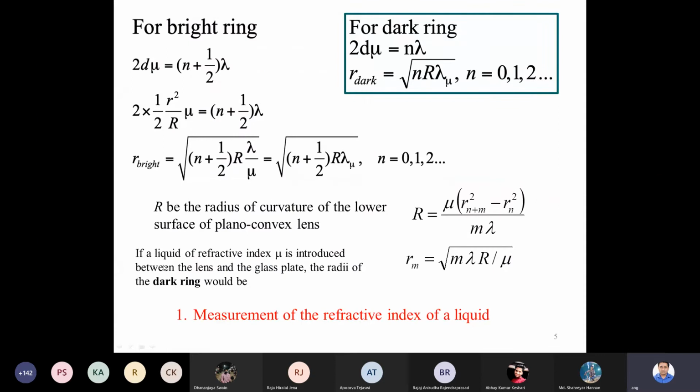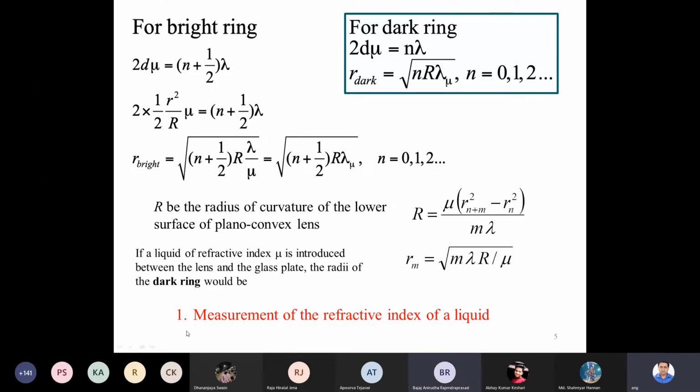And if a liquid of refractive index mu is introduced between the lens and the glass plate, the radii of the dark rings would be given by this expression you can use here: m lambda R upon mu. So if you know the radius of any mth ring, then you can calculate the refractive index of the particular medium placed between the lens and the plate.